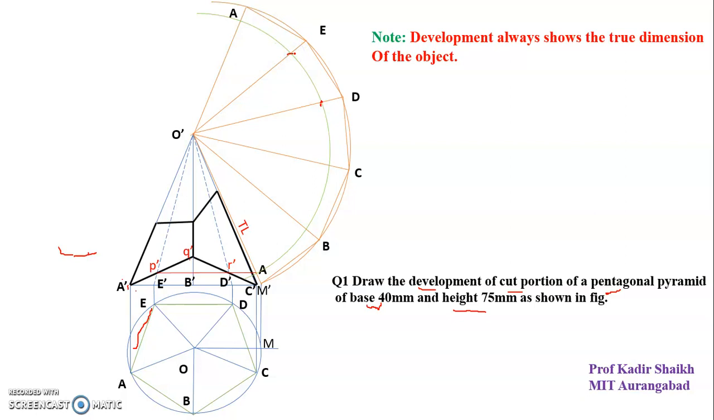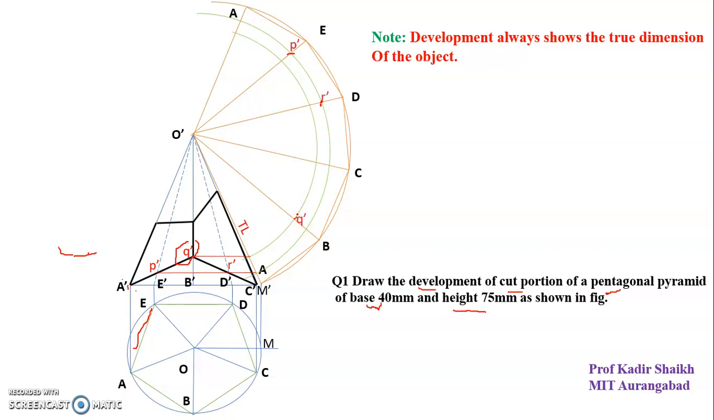Now project Q dash as well on the true length. So all cutting points we are projecting on the true length, and we are measuring the radius with O dash as a center and this much distance. Again we are drawing the arc. Now Q dash lies on the slant edge B dash to O dash. So the projection of Q dash should cut BO. So here it should be Q dash.